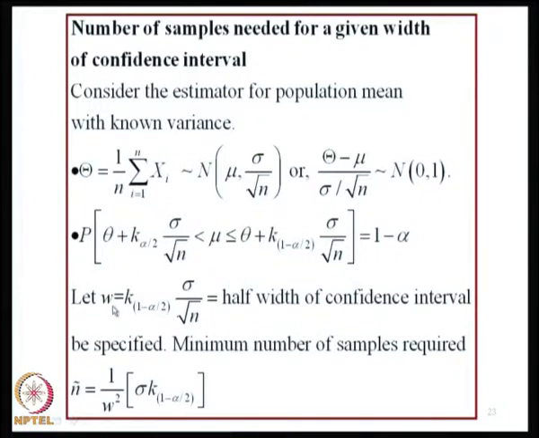Now, I define W as k of 1 minus alpha by 2 times sigma by square root of n, as the half width of the confidence interval to be specified. That means as a user I will say this is the width that I want, an estimate with this width, how many samples should I use? Now the minimum number of samples required we can compute from this, you solve for n here and I get this, where W is the width that you specify.